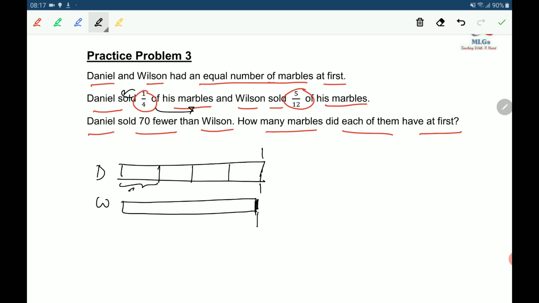So let's put down sold, and then this will be the leftover, right? He will have 3 boxes left. Wilson sold 5/12 of his marbles, so you cut Wilson's rectangle into 12 boxes. 1, 2, 3, 4, 5, 6, 7, 8, 9, 10, 11, 12. And Wilson sold 5 boxes. So you label sold. And of course, Wilson will have 7 boxes left. Okay, Daniel sold 70 fewer than Wilson.